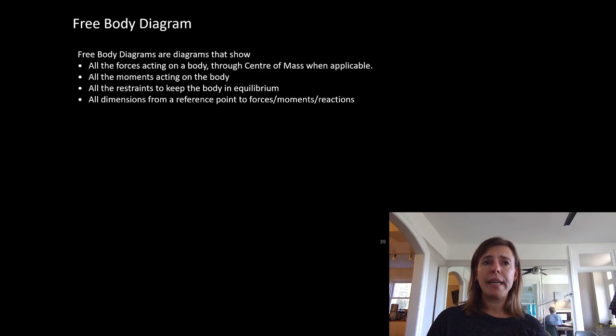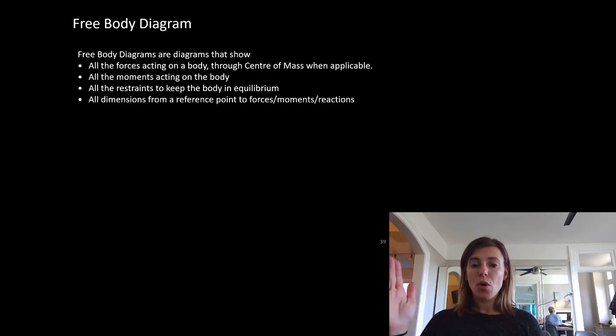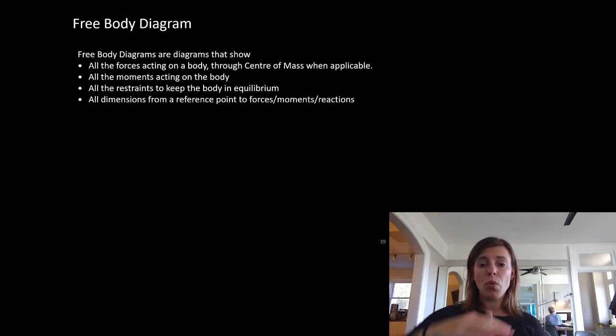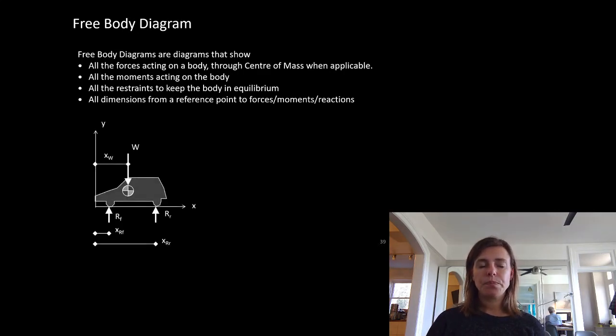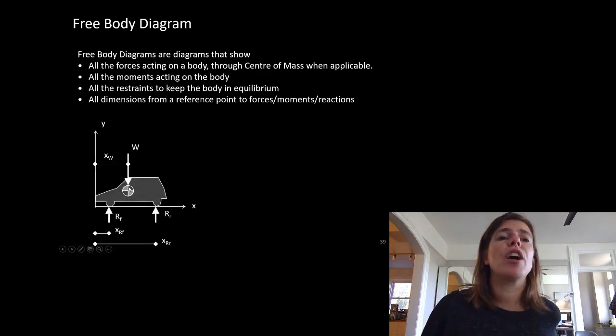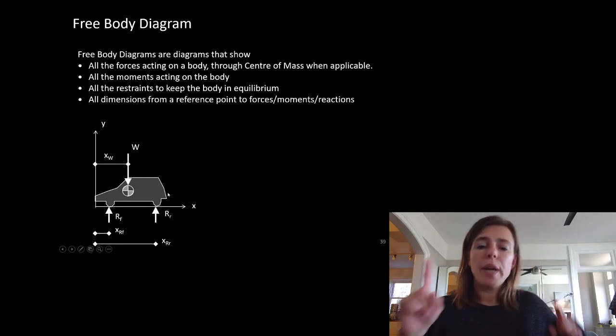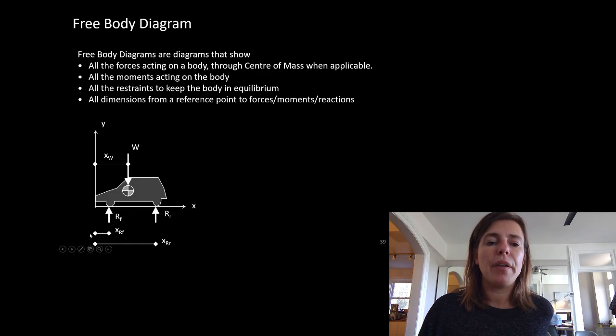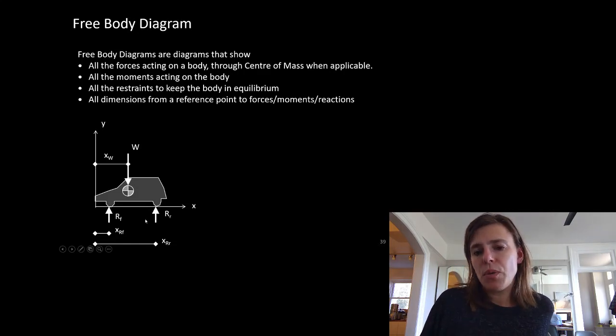So we need all the forces, all the moments, all the reactions, and the location of all of those, whether it's in the x coordinate system or the y coordinate system. We need to know where those things take place. So here's an example of a car. Its weight is pushing downwards, and we've got two reactions pushing upwards. We don't know the value of those reactions. We have some intuitive guesses, probably going to share them equally.